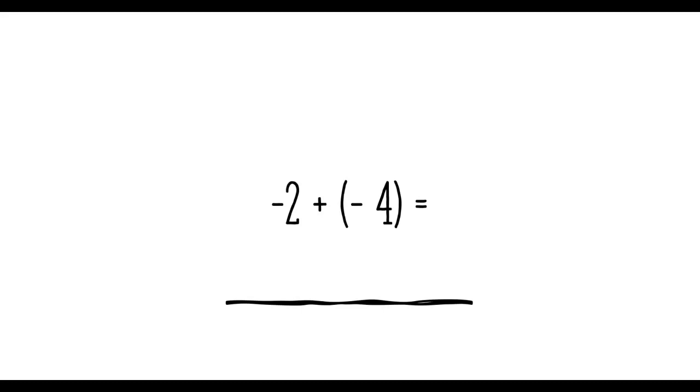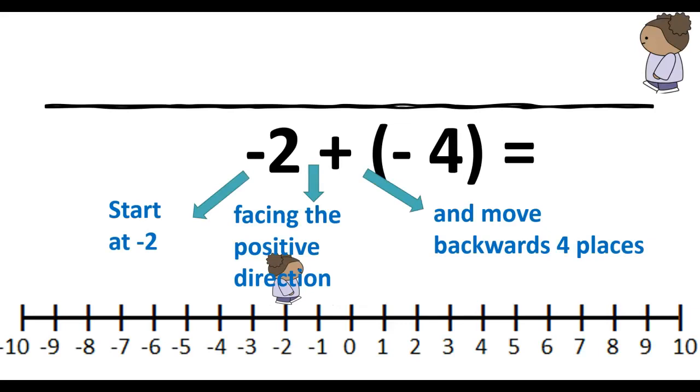Now we've got -2 plus -4. So now it gets a little bit harder. Think about, where is Narelle going to start? What number do you think she starts on? Which direction do you think she faces? And is she going to walk backwards or forwards? Let's have a look.